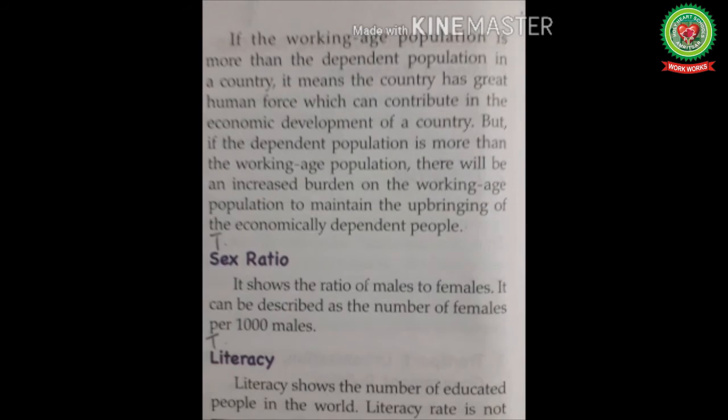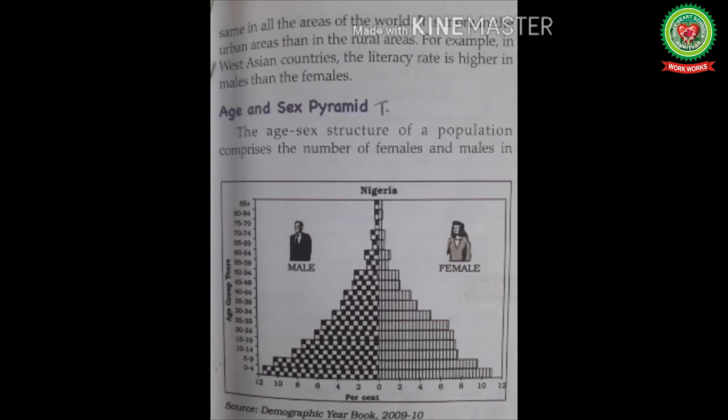Next point is literacy. Literacy means the ability to read and write. Literacy shows the number of educated people in the world. Literacy rate is not the same in all the areas of the world. It is more in the urban areas than in the rural areas.